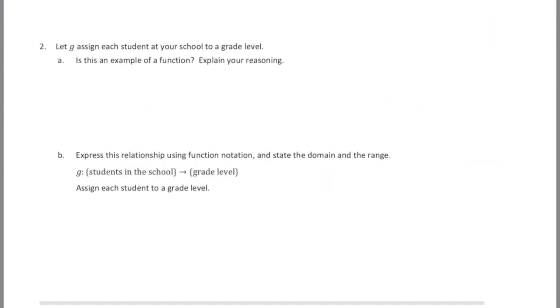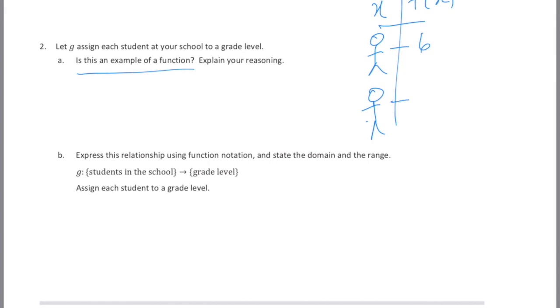Now let's look at number 2. Let G assign each student at your school to a grade level. Is this an example of a function? What do you think? Let's see. We have a student, and they belong to a grade level. And we have a different student. This one's a little bit taller. And they belong to the same grade level. Is that a function? The answer, of course, is yes.